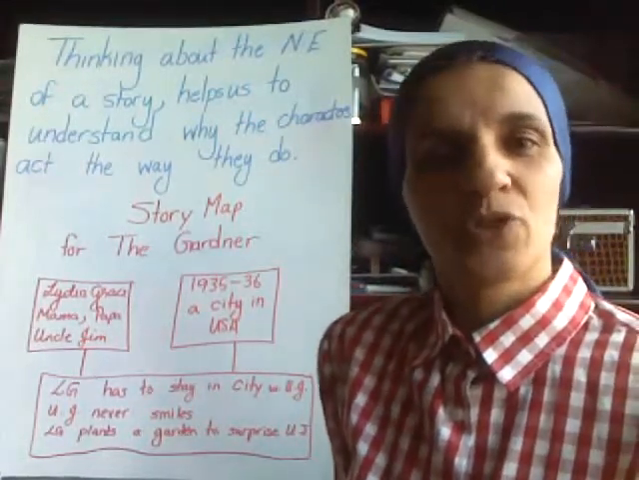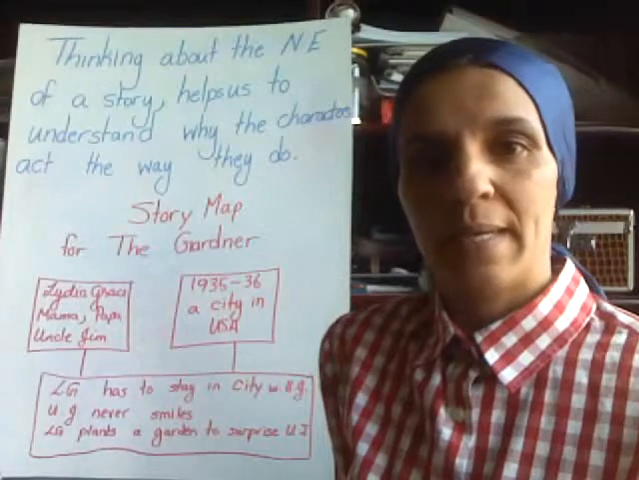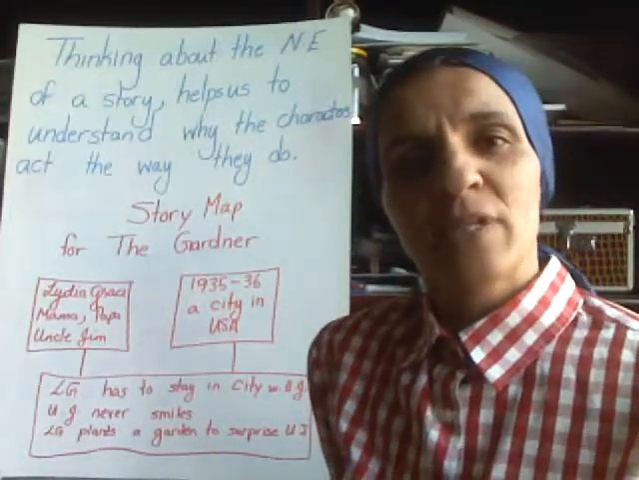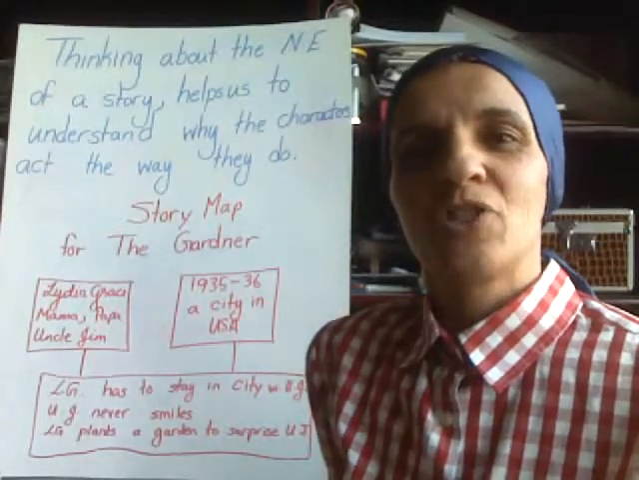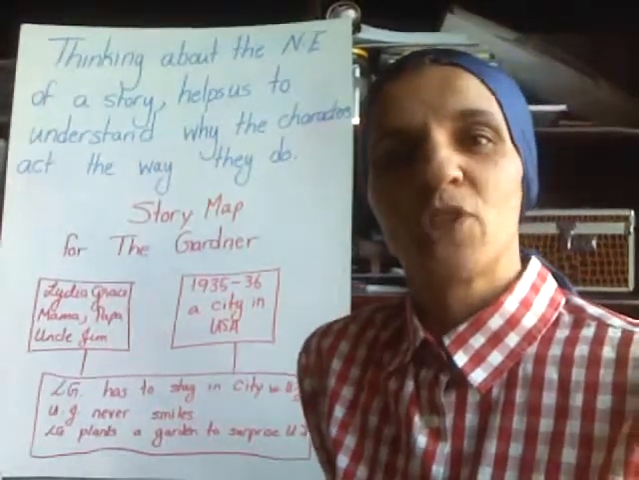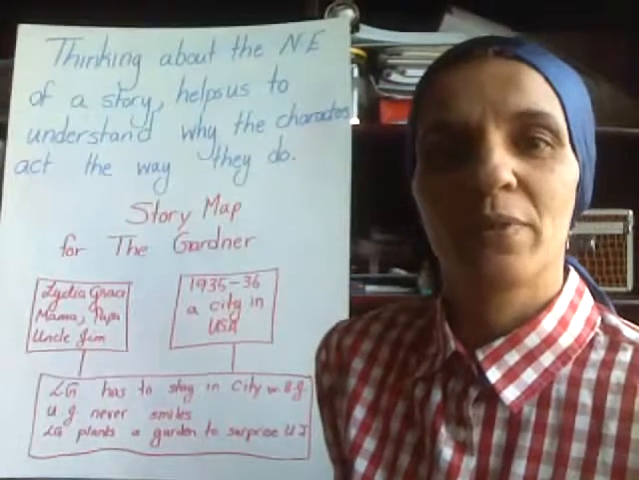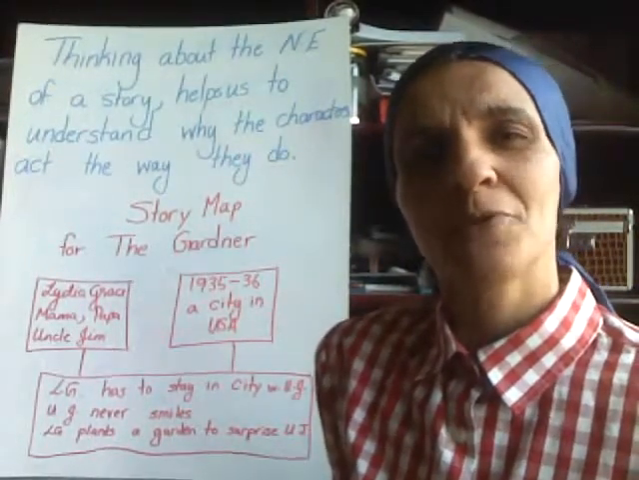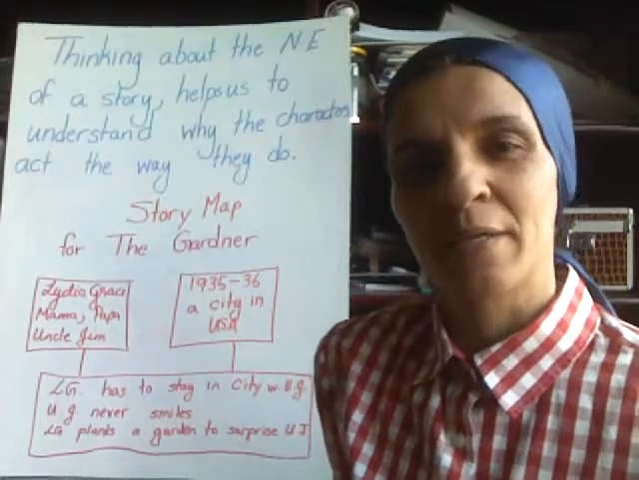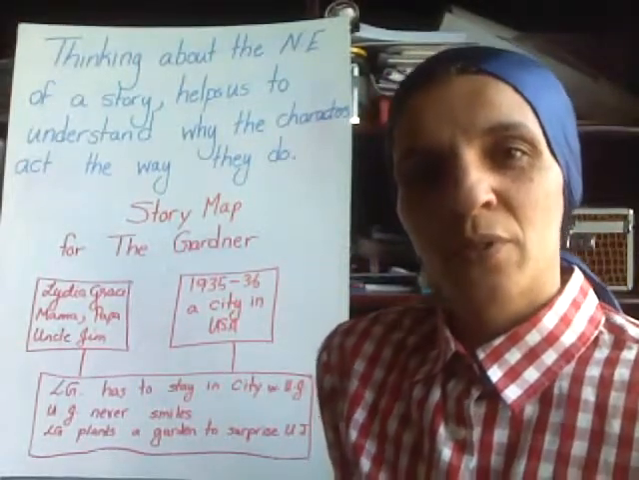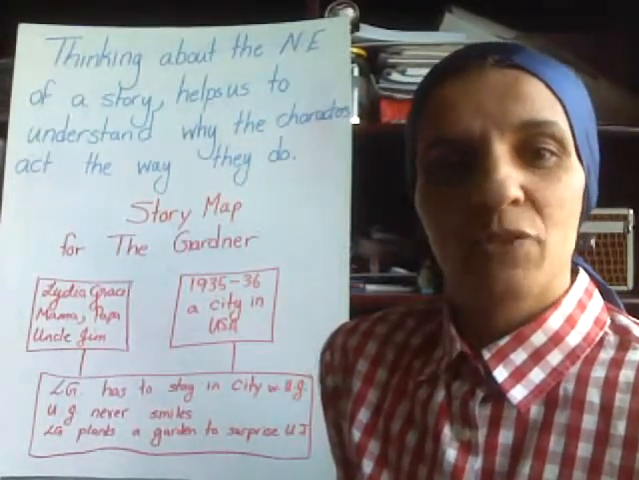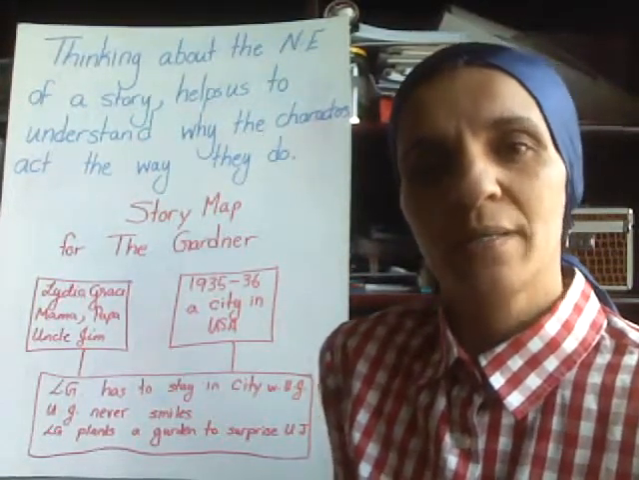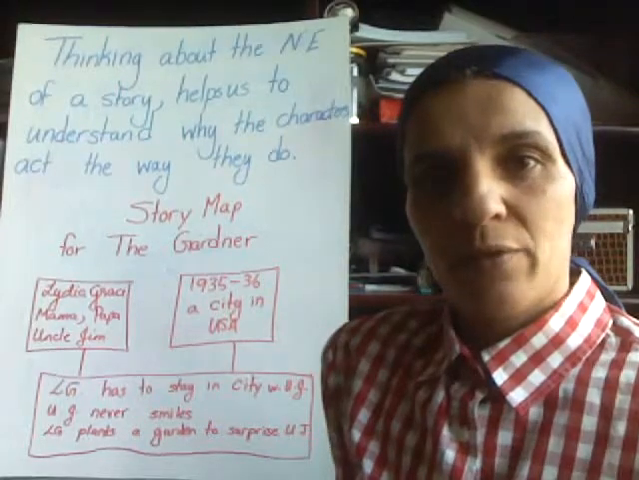And we know that Uncle Jim did not smile at all at the beginning, and Lydia Grace tried her best to please him. And she decided to be a strong person, and she made a surprise garden. She built a surprise garden for him up on the roof. And when she went up to show it to him, he also surprised her with a cake, because he was a baker.